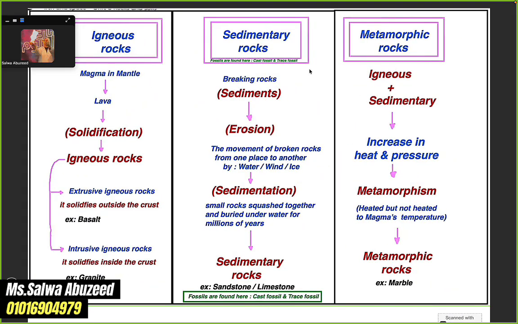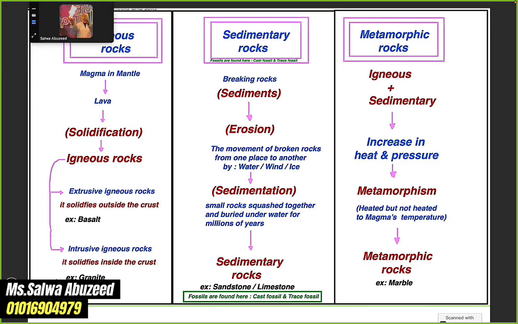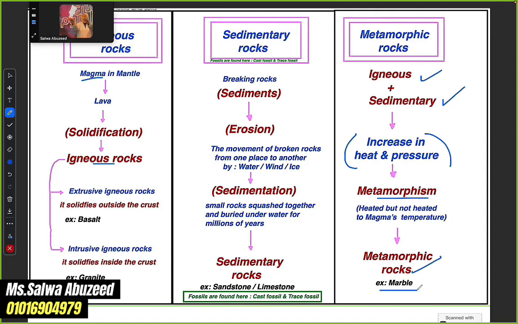Going to the last slide, I call him the thief. Why? Because he took the igneous and sedimentary rocks, then he put them with heat and pressure, mixed it together, but not with the temperature of magma, because, you know, if it reaches the temperature of magma, it will turn to igneous. So it's just a little bit of heat and pressure, and this process is called metamorphism. What's metamorphism? It's when the igneous and sedimentary are being mixed up with heat and pressure. And they make something called metamorphic rocks, which is called marble.